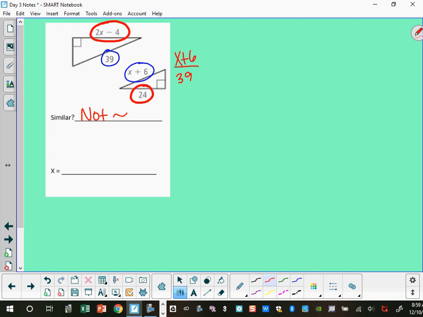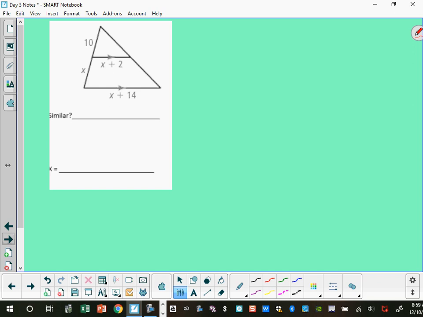Yeah, this is nothing. We're not doing the third one because this requires factoring, which you guys have not learned yet, so we're going to skip it. Let's go to the word problems.